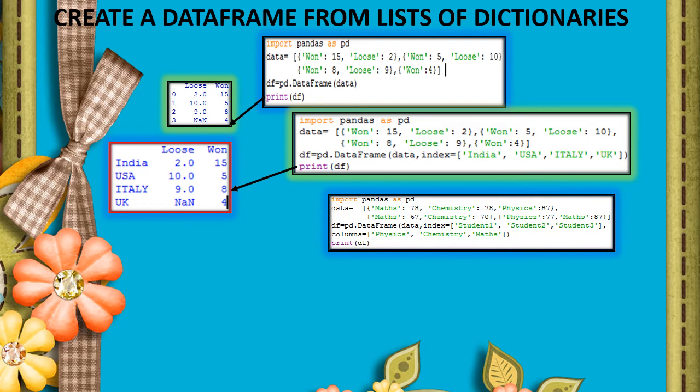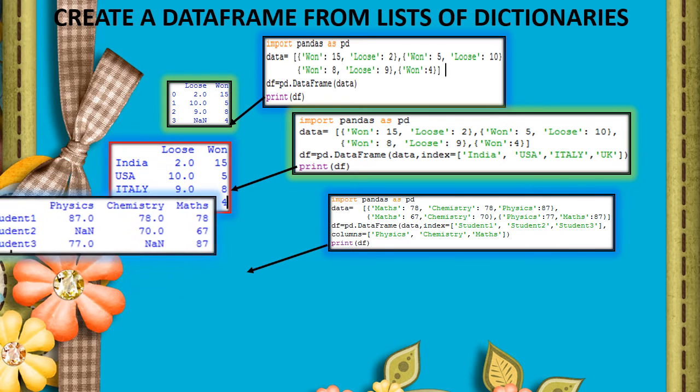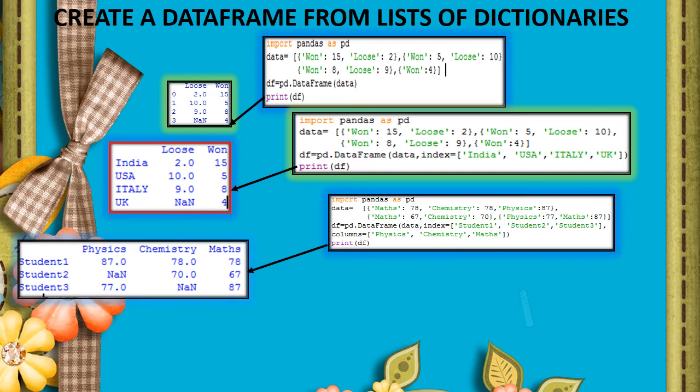And next, data, the list of dictionaries. First dictionary maths and physics, second one is maths chemistry, and third is physics maths, and then row index or student 1, student 2 and student 3. At columns title we are giving physics, chemistry, maths. So the matched index as per the dictionary displays the data. So unmatched displays the not a number.